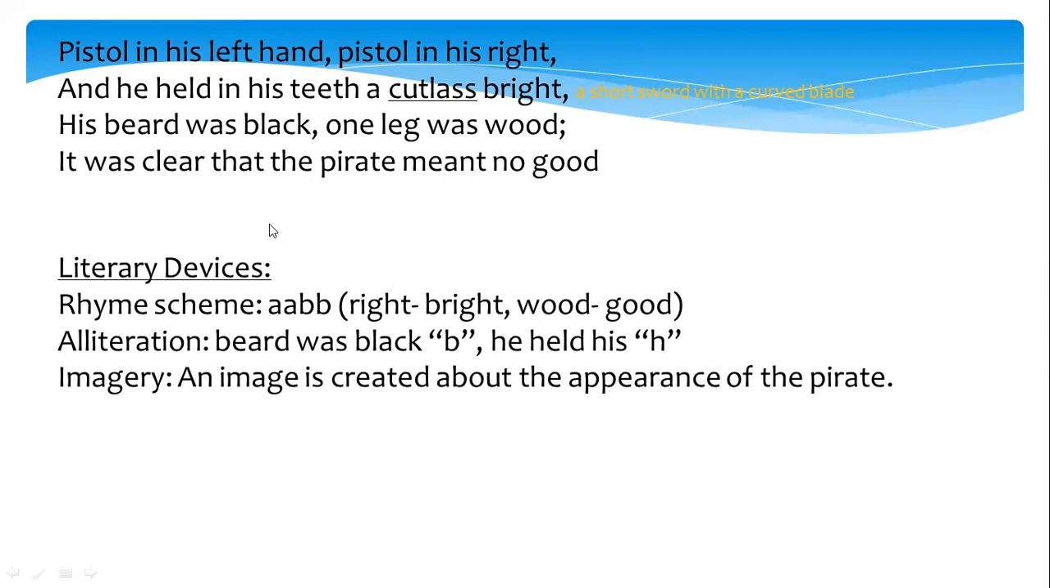So here, alliteration: beard, black. It is alliteration, the B sound is repeated, and imagery. An image is created about the appearance of the pirate. So the poetic device here is imagery.